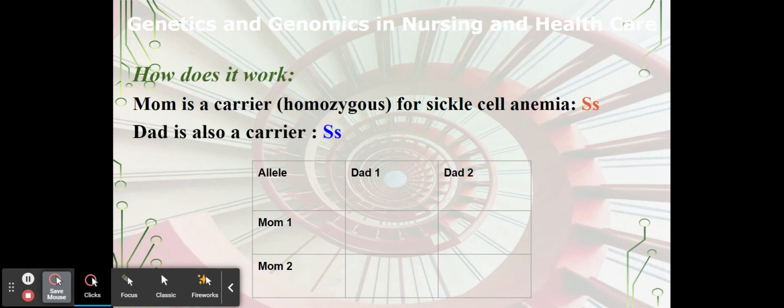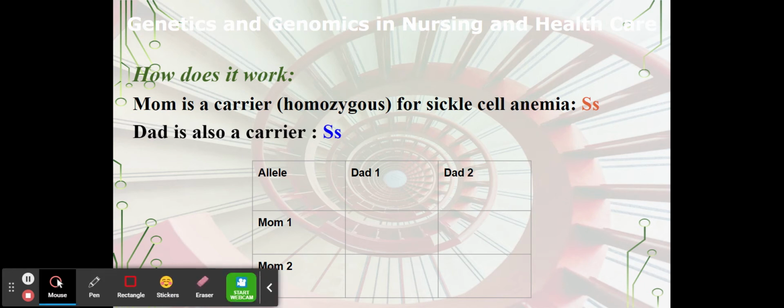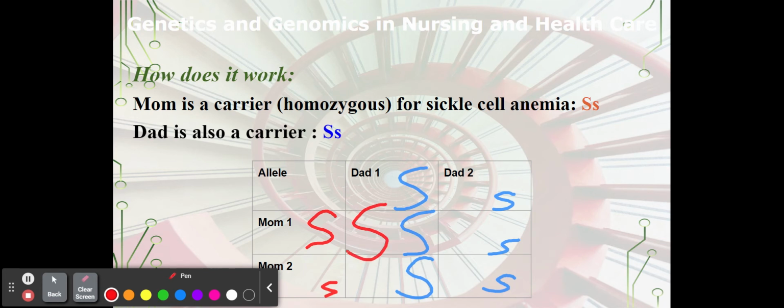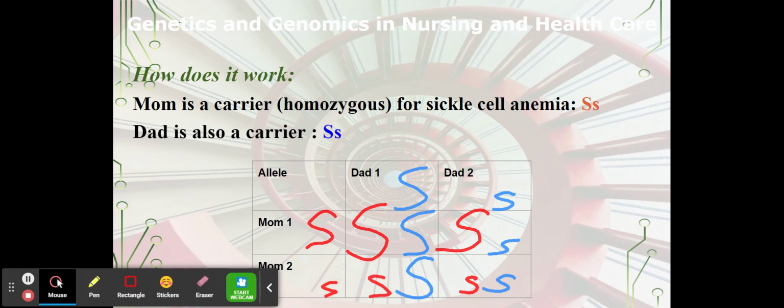All right, let's do it one more time with sickle cell anemia. Mom this time is a carrier and dad's a carrier. So mom, big S, little s. Dad, big S, little s. Let's go fill out our boxes. Make my big S's really big. Make my little s's really little. And you see what we have.